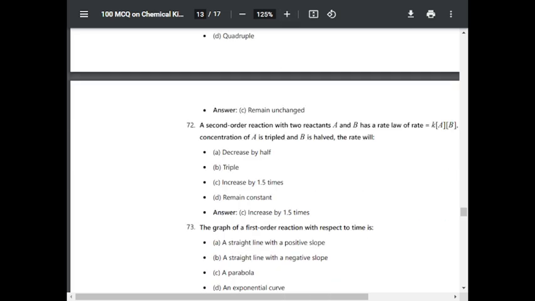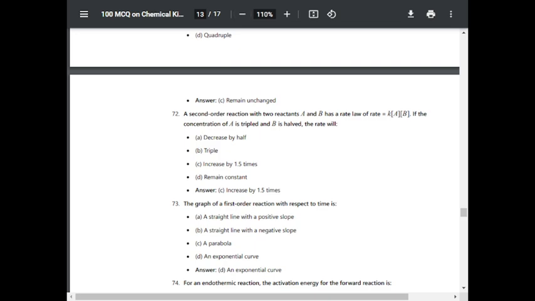Question number 72. A second order reaction with the two reactants A and B has a rate law of rate is equal to k into A into B. If the concentration of A is tripled and B is halved, the rate will be: option A, decrease by half; option B, tripled; option C, increase by 1.5 times; option D, remain constant.